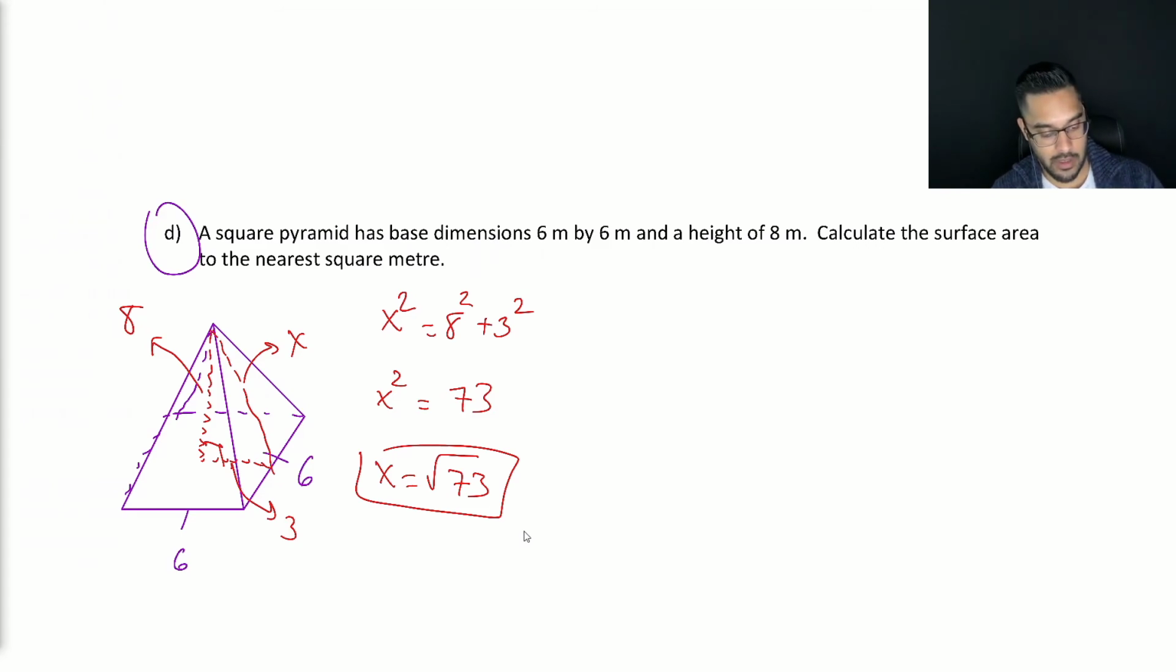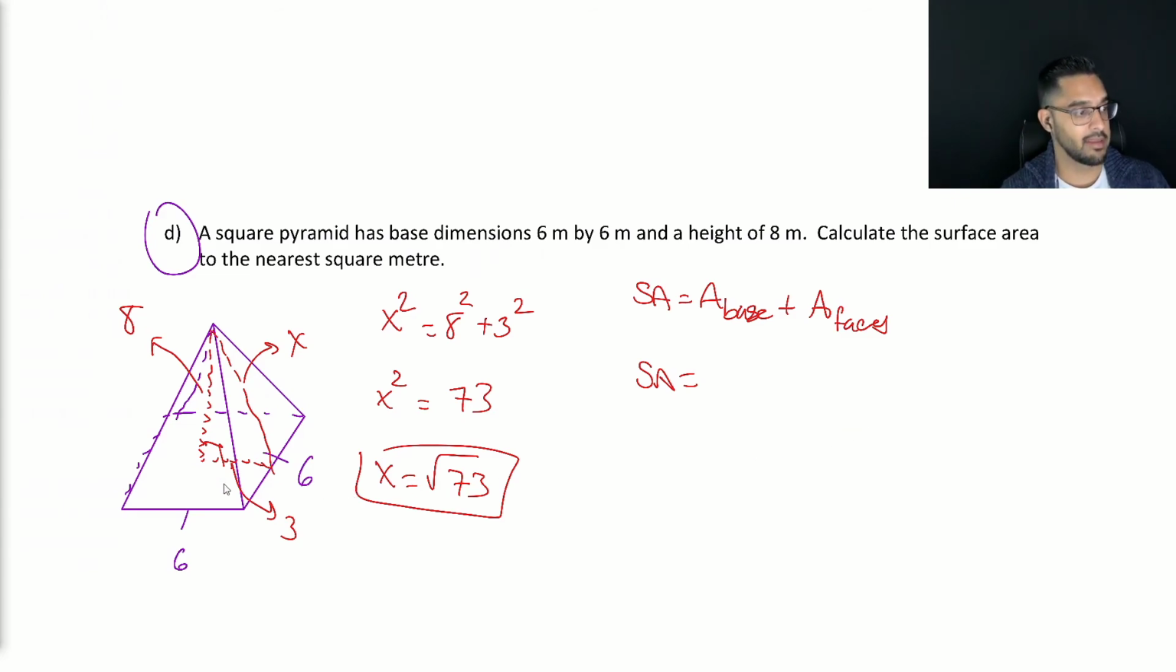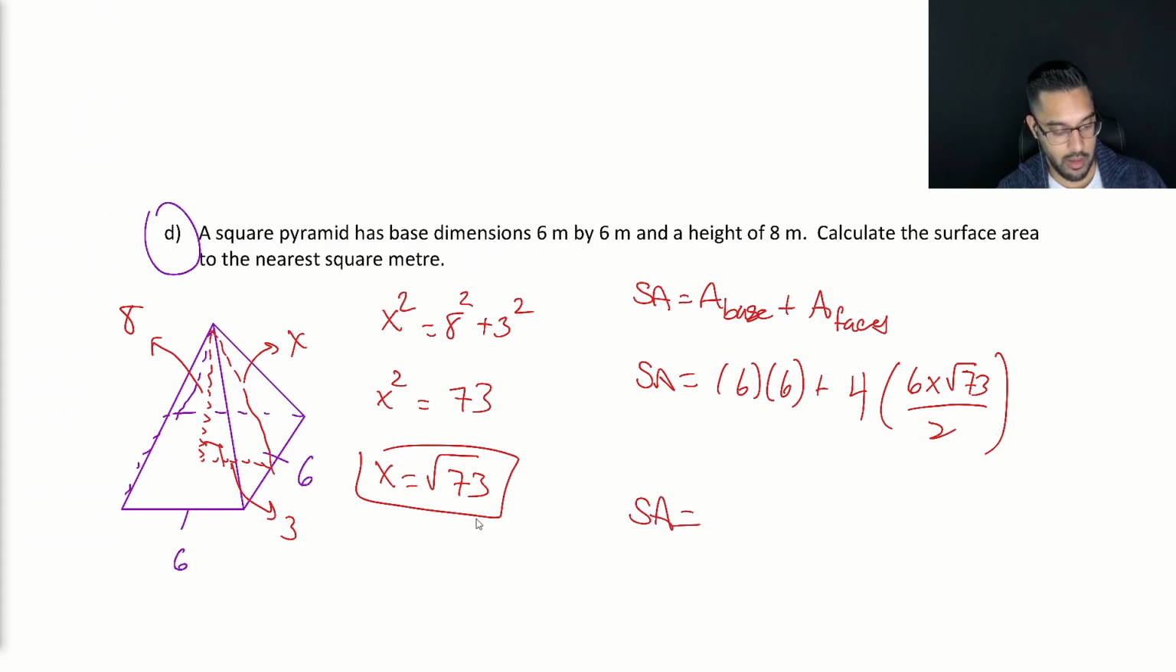Now I can go find the area of this pyramid. So it's the area of the base again, plus the area of the faces, which is nice. If it's a square base, all 4 triangles on it are the same. So that surface area equals the area of that base, its length times its width, so 6 by 6. 6 times 6 plus 4 times the area of those triangles. So 6 times root 73 over 2. If we plug all that in our calculator to get our actual number, we are going to have 139 meters squared.